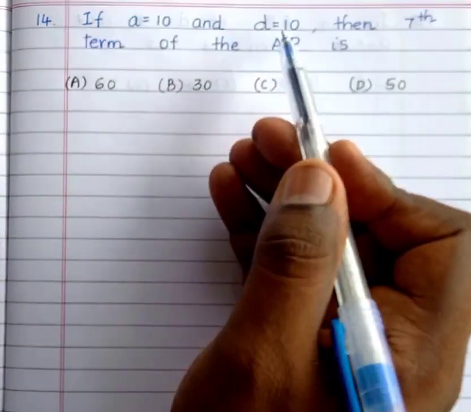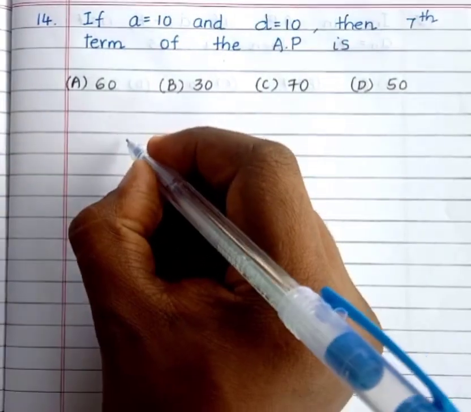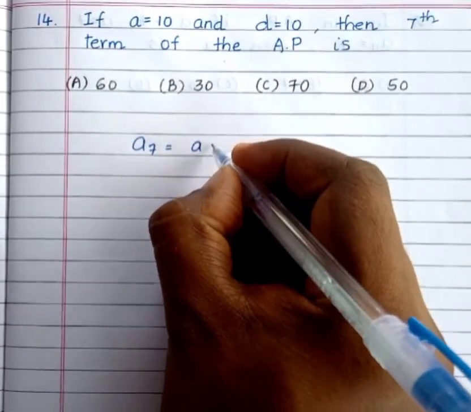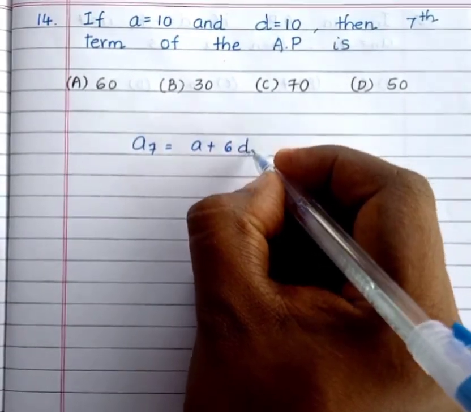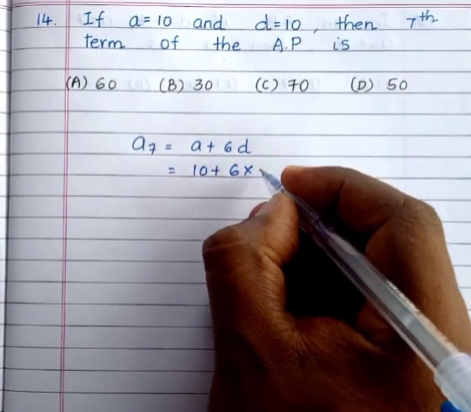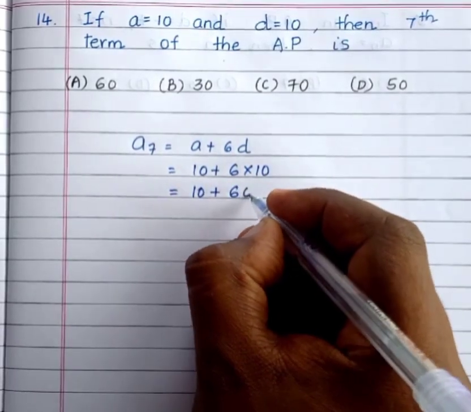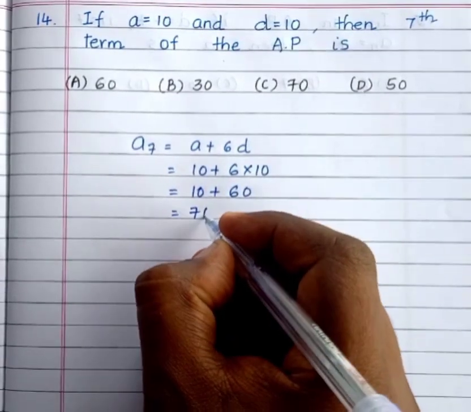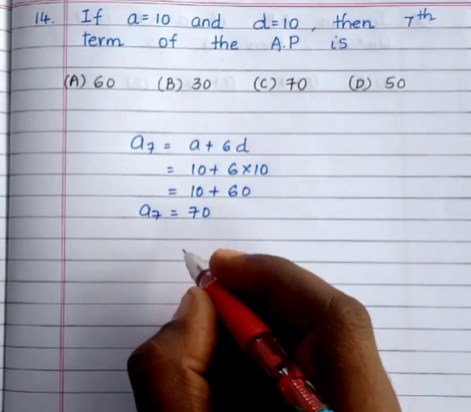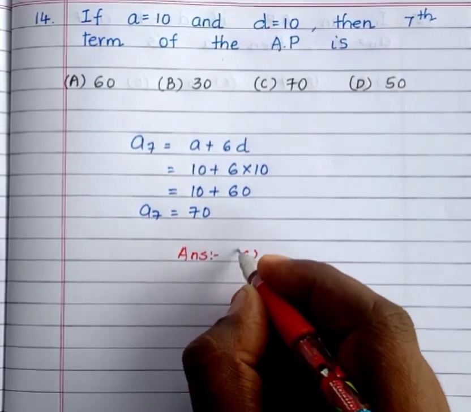Now, moving to question number 14. If A equals 10 and D equals 10, then the 7th term of an AP is. By using the general form, the 7th term is A plus 6D. Now, substitute the values of A and D, that is 10 plus 6 into 10. 6 into 10 is 60, 10 plus 60 is 70. Therefore, the 7th term is 70. The correct answer is option C, 70.